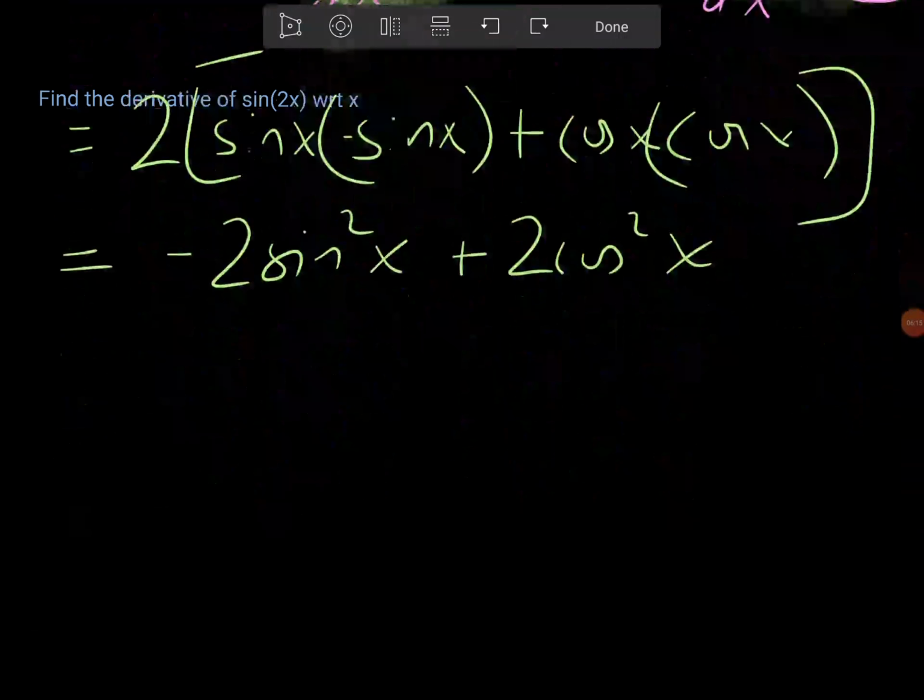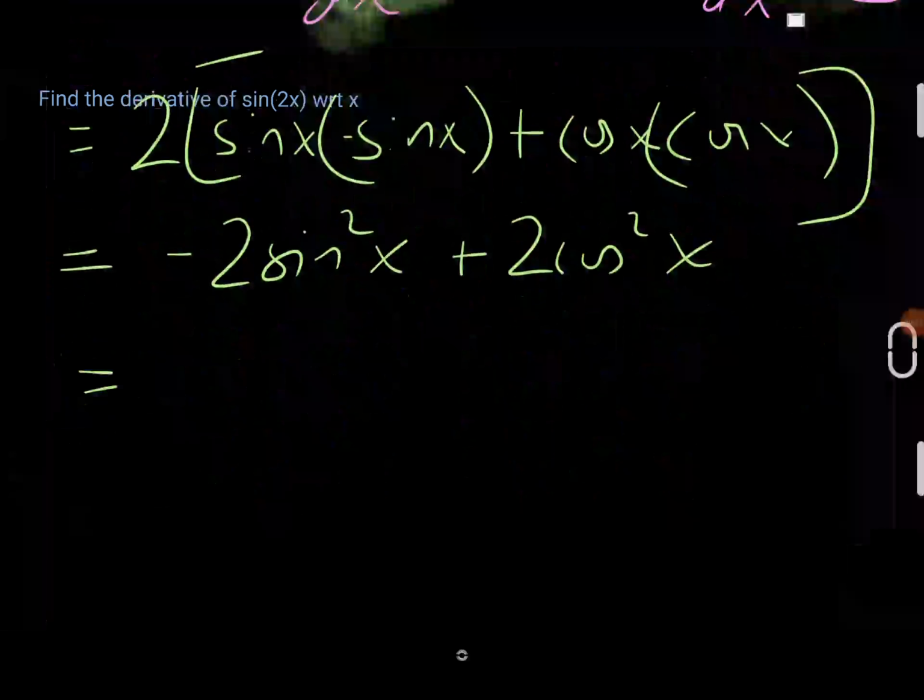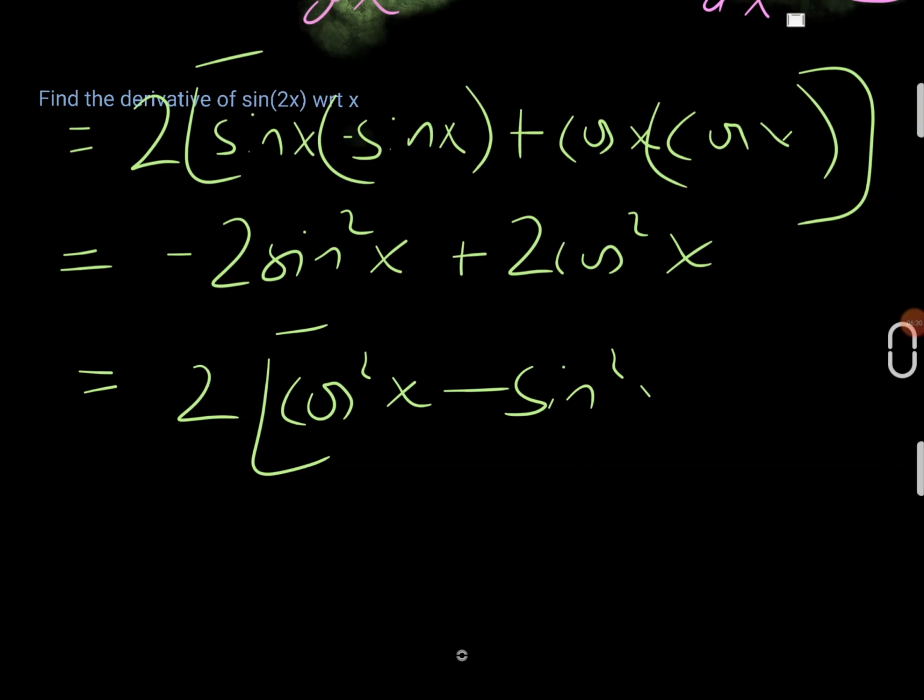Pretty nice. Which is equal to 2, I could take common, and then I can write it as cos square x minus sine square x, which is equal to... you could either stop it here, but I would say go on. What is this? Cos square x minus sine square x. Any remembrance? Do you remember what that was?